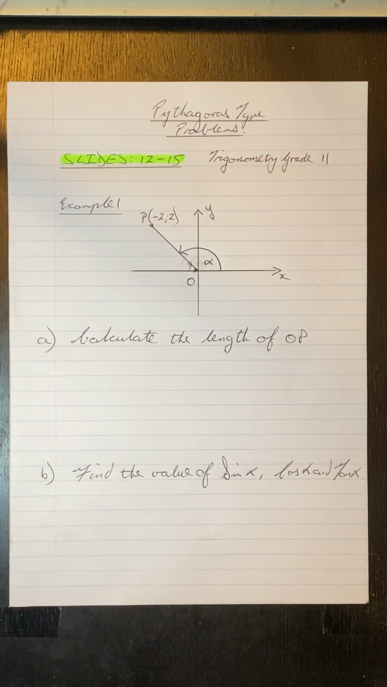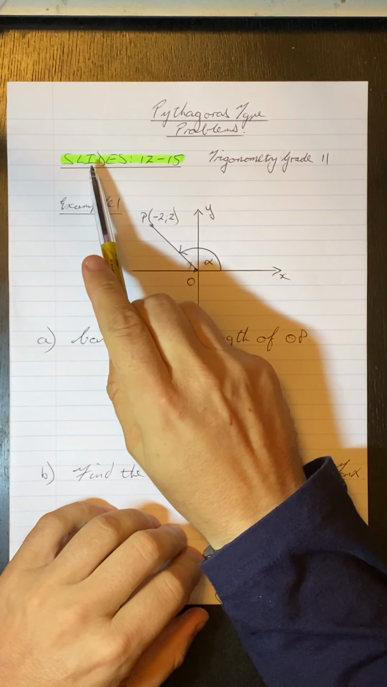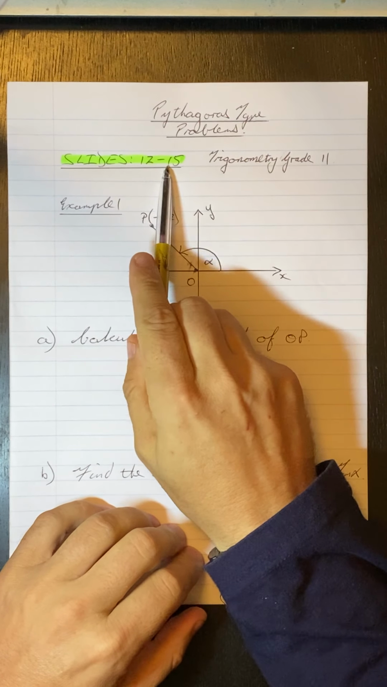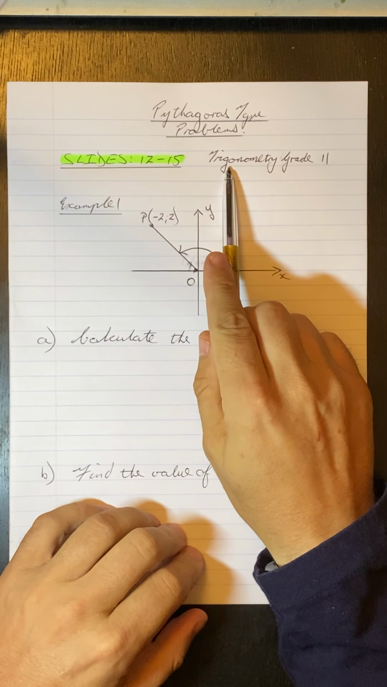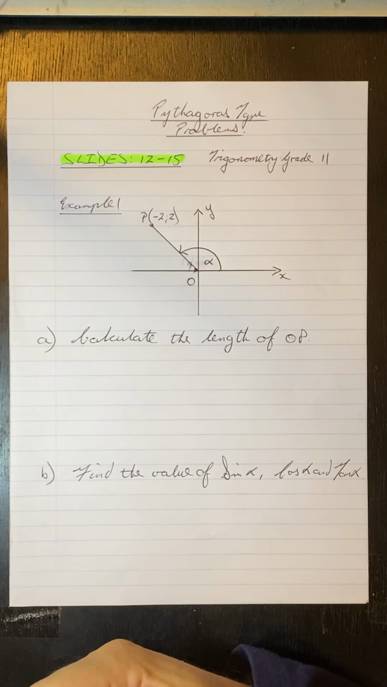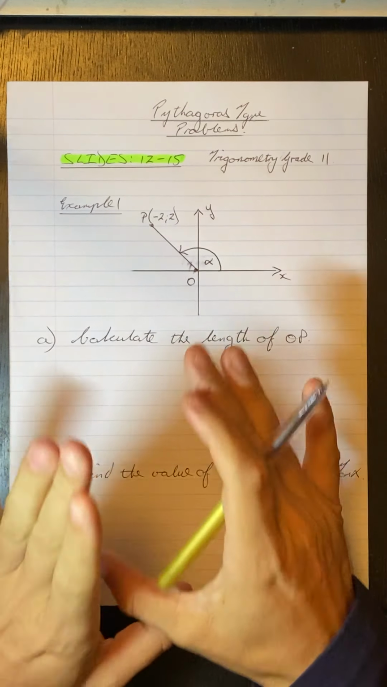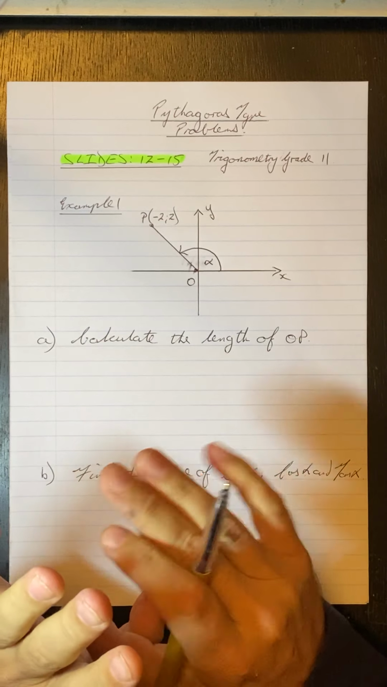Hello grade 11s. So the next thing that we're going to be moving on to in trig is Pythagoras type problems, working from slides 12 to 15 from the PowerPoint trigonometry grade 11. So the first example here is saying without the use of a calculator, any of these type of questions you will not use a calculator.